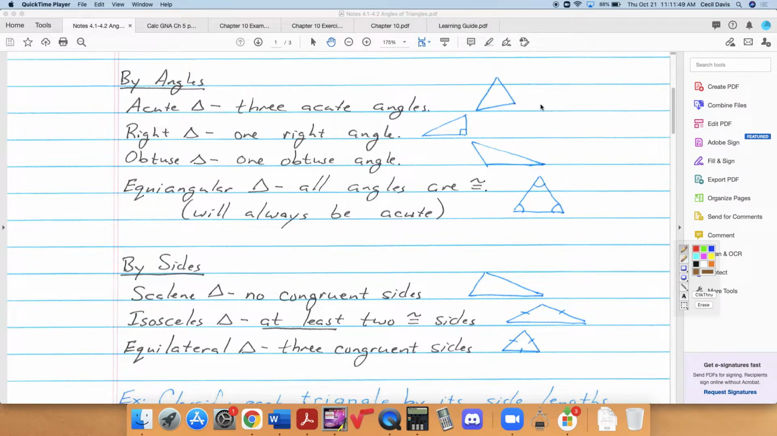In fact, if you have a right triangle or an obtuse triangle, they have acute angles in them, don't they? Because at least in the geometry that we're studying, you can only have at most one right angle or one obtuse angle. Yes, there are other geometries where you can have more than that.